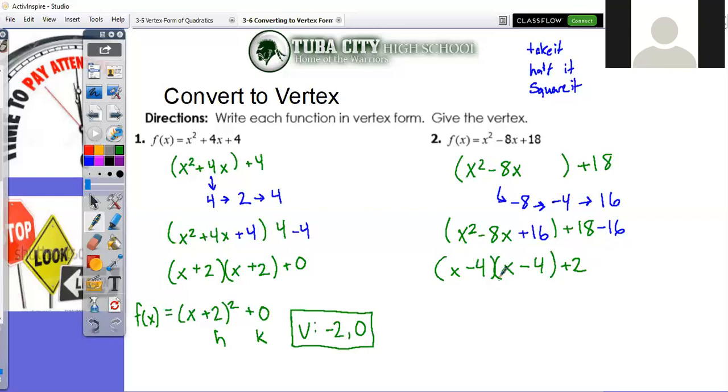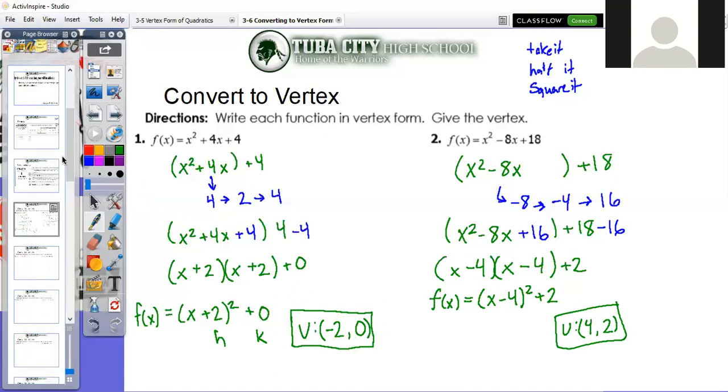Now I need to write this into vertex form. So f of x equals x minus 4 squared plus 2. There we go. Now it's in vertex form, and I can easily spot the vertex. Remember, the vertex is the opposite of this number, so that's going to be 4 and 2. Oh, and it should be an ordered pair as well. I should have put it in parentheses, because we're talking about a point on a graph. And there we go. We're done with this one for now.